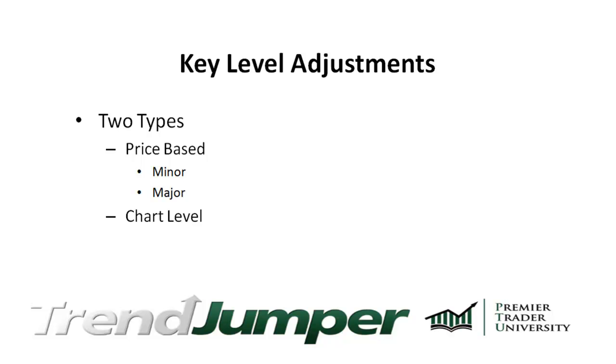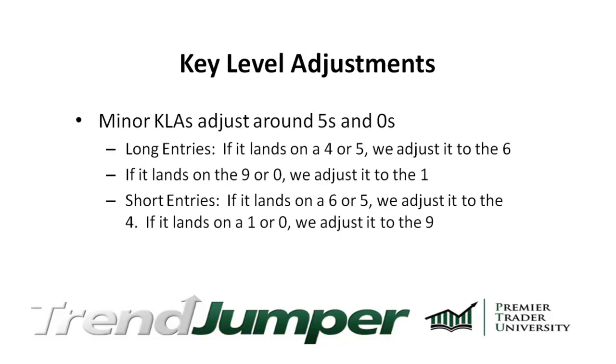Chart level adjustments are easy to see on the chart. We want to make very small adjustments to force the price through an obvious swing level for extra confirmation before getting long or short. And we could hide our stops around these swing levels as well. This may seem a bit confusing at first, but once you see a few examples, you'll see how easy it is. Remember, minor key level adjustments are around 5s and 0s.